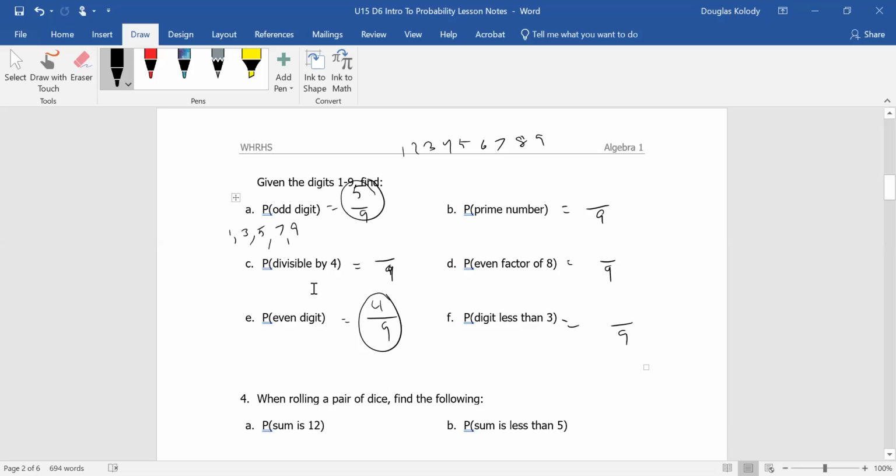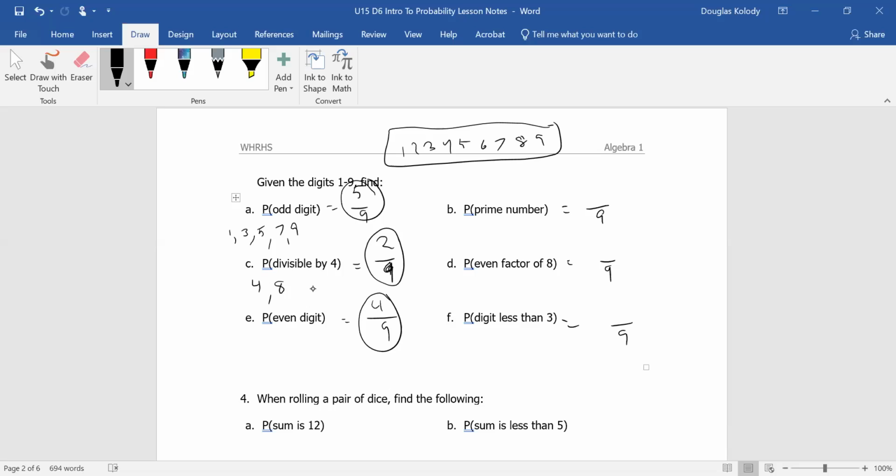Divisible by 4. So what does the word divisible mean? It means you could divide by 4 and have a whole number as an answer. So I know 4 divided by 4 is 1. I know that 8 divided by 4 is 2. So those are the 2 numbers in this group that are divisible by 4. So that's just 2 out of 9.